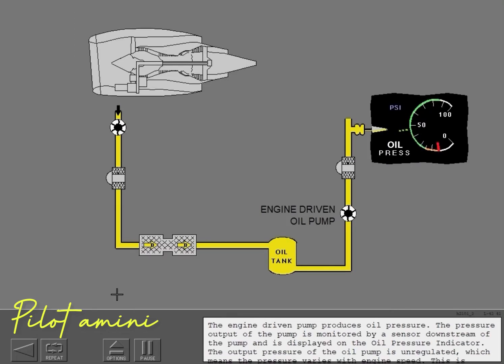The engine-driven pump produces oil pressure. The pressure output of the pump is monitored by a sensor downstream of the pump and is displayed on the oil pressure indicator. The output pressure of the oil pump is unregulated, which means the pressure varies with engine speed. This is indicated by the large green band on the indicator.